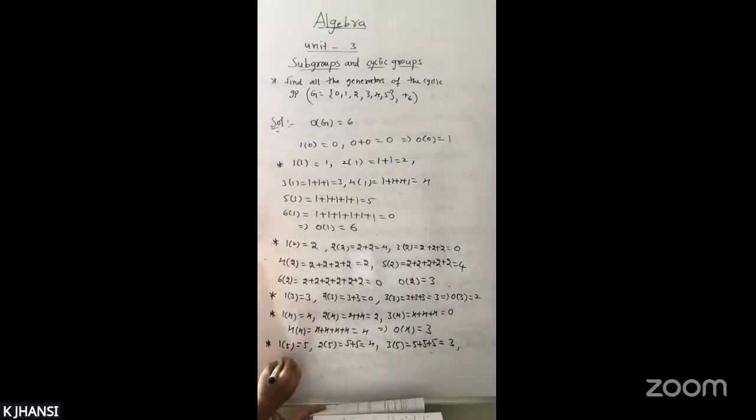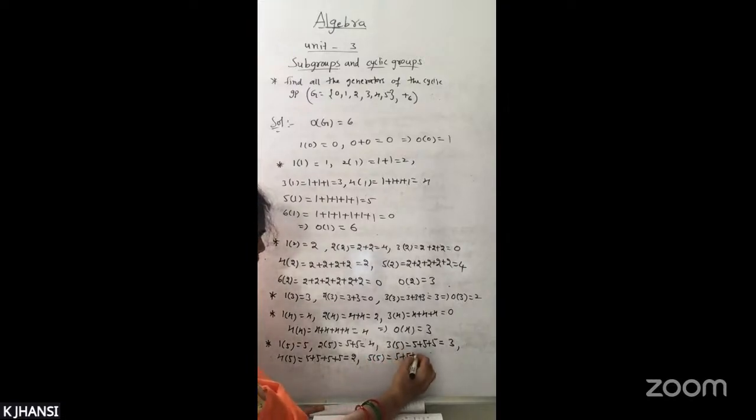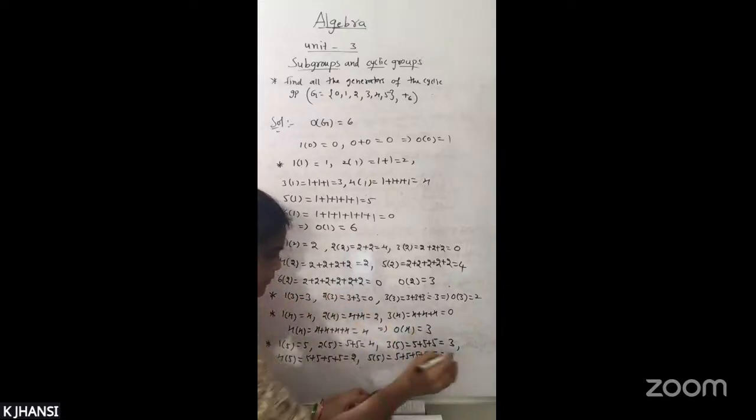Next, 4 of 5 means 5 plus 5 plus 5 plus 5. So four 5s are 20. 20 means 6 threes are 18, no? So you will get 2. Next, 5 of 5. That is 5 plus 5 plus 5 plus 5 plus 5. So five 5s are 25. 25 means 6 fours are 24, so 1 you will get.